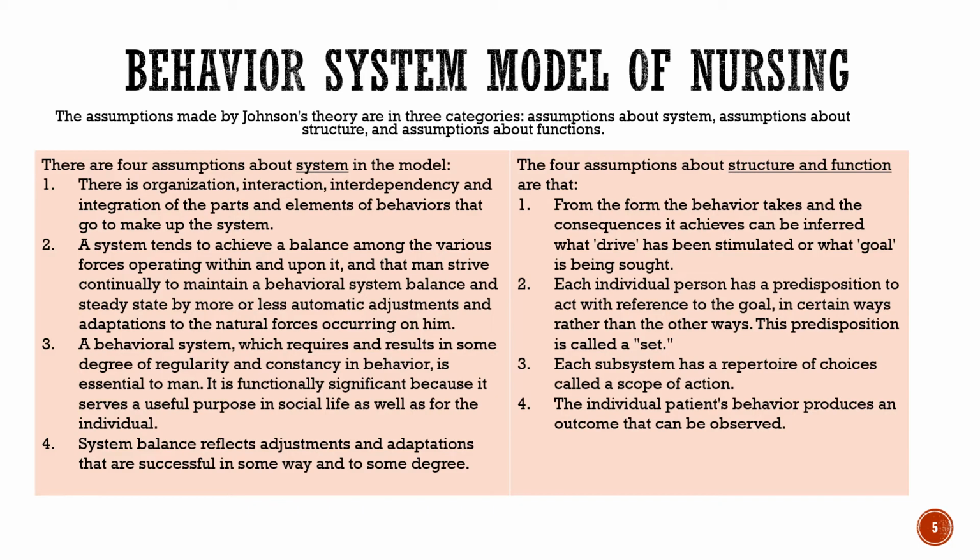On the right-hand side, these are the 4 assumptions about the structure and function, and that includes the concept that each individual has a tendency or a predisposition to act a certain way, and that each subsystem has a repertoire of choices called a scope of action.